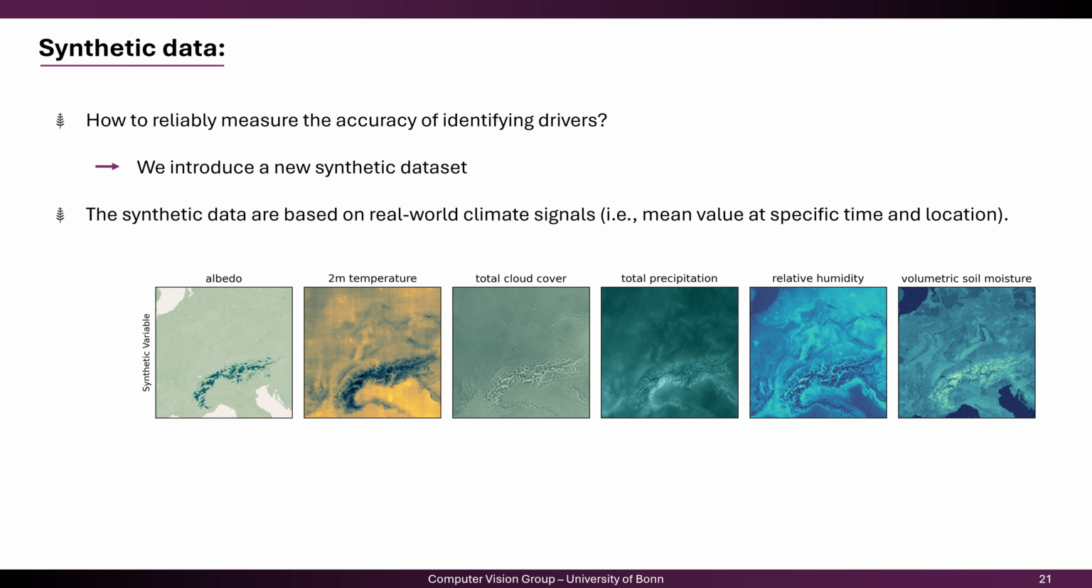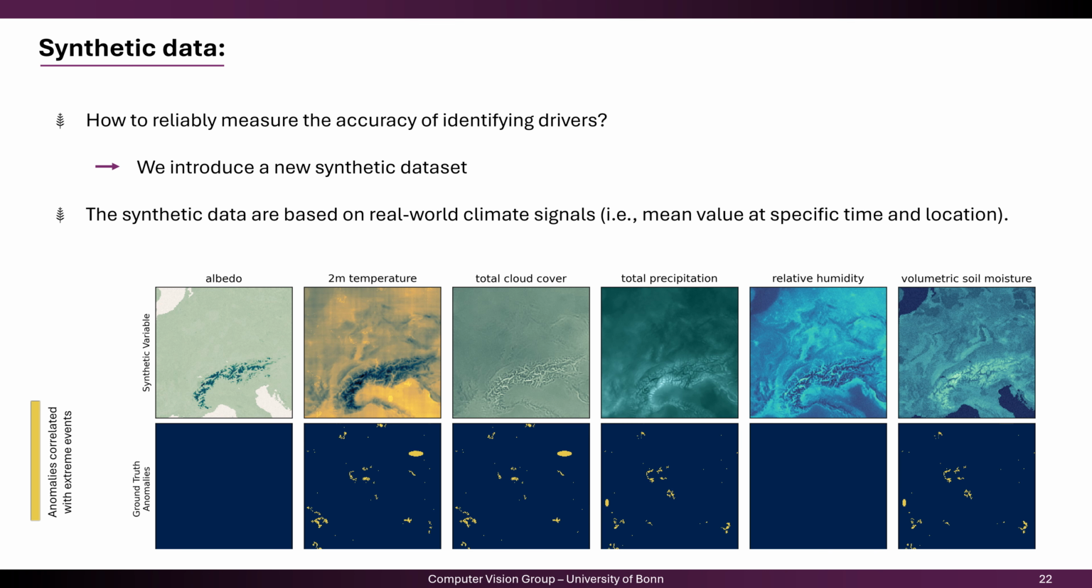While we have ground truth data for the impacts of extreme, for example from remote sensing, we don't have any ground truth data for their drivers in real-world signals. To solve this issue, we introduce a new framework to generate synthetic data. For example, to generate a synthetic signal of a climate variable, we consider its typical value at specific time and location, for example, the mean value.